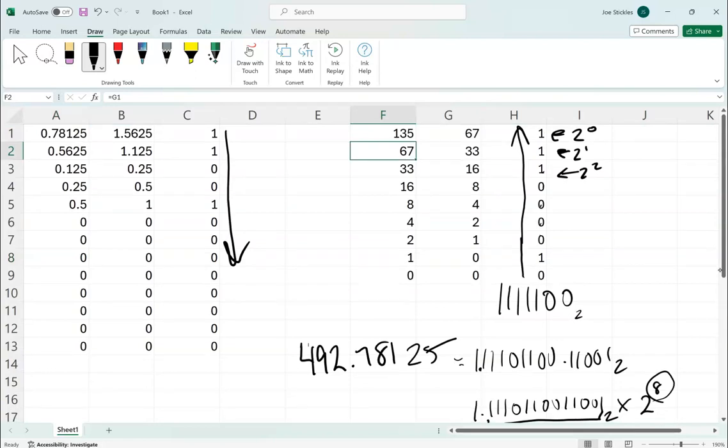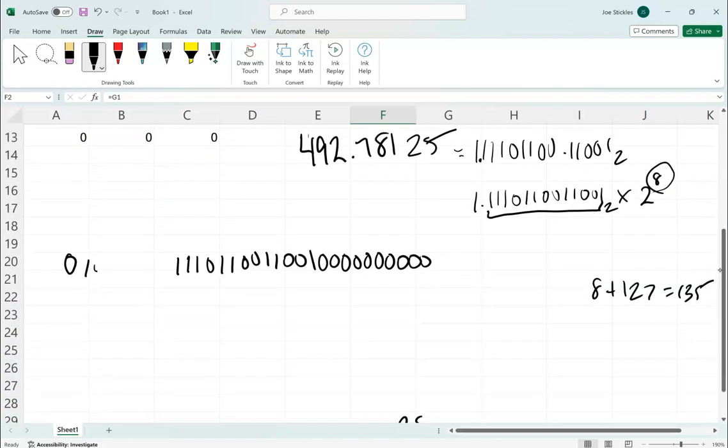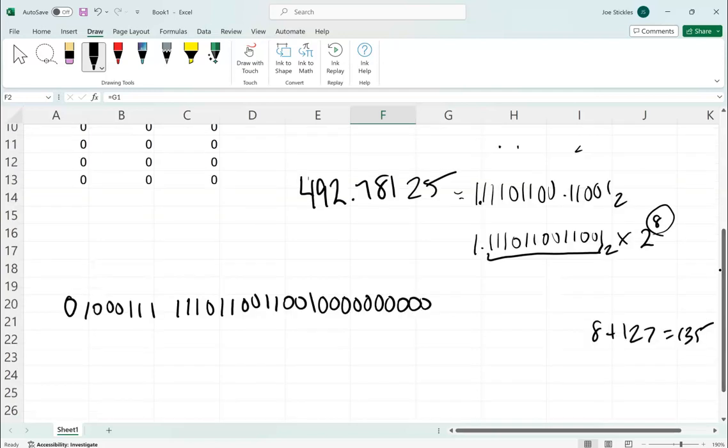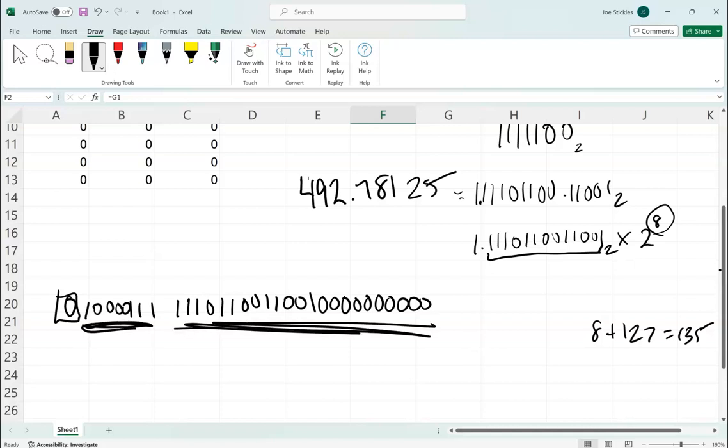I know I'm out of time. In binary, 135 is 1, 0, 0, 0, 0, 1, 1, 1. That's 1, 2, 3, 4, 5, 6, 7, 8 places already. Right? So there will be, what did I say, 1, 0, 0, 0, 0, 1, 1, 1. I missed a 0. Of course I did. There's our representation. So again, this part is your sign. This is your exponent. This is the mantissa part. Okay?